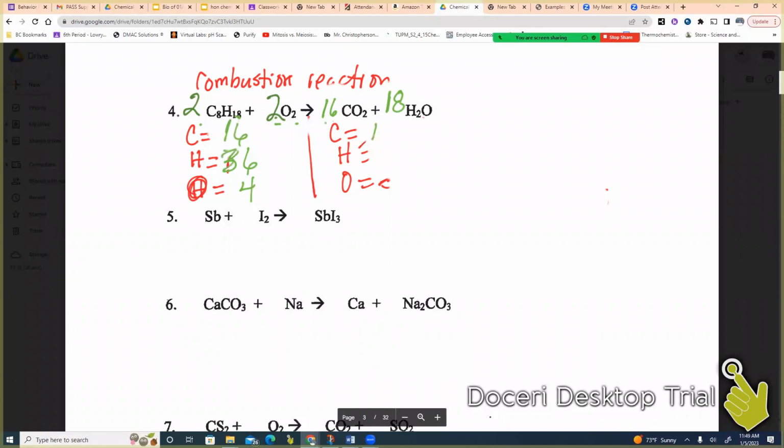Now I'm gonna go this side. 16 carbon, because that's all I have. 18 times 2 would be 36 hydrogen. And then my oxygen, I'm going to have 16 times 2, which is going to be 32, plus my other 18, which is going to give me 50. So I need 50 oxygen. So that means I need to go back and put what in front of my diatomic oxygen? 25.